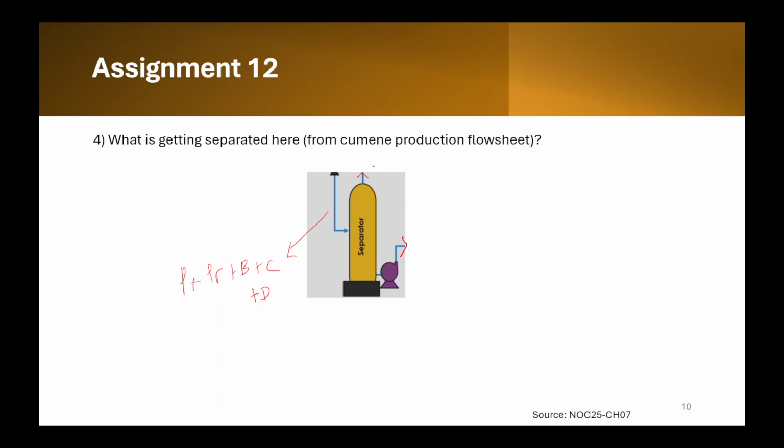From the top part, we saw from the flow sheet itself that the top part is propylene plus propane, which is then used as a fuel in the furnace. And then this is the rest, benzene plus diisopropyl benzene plus cumene. So that is what is being separated. Okay.